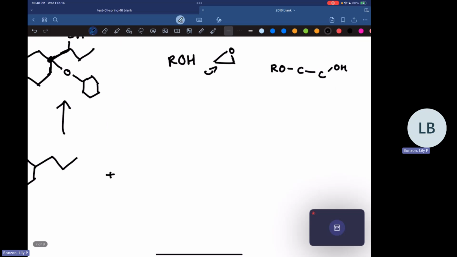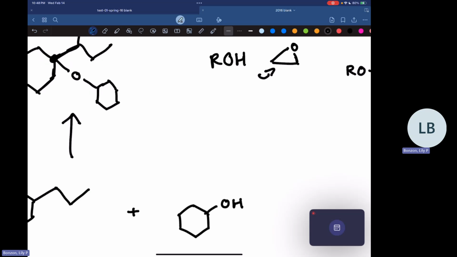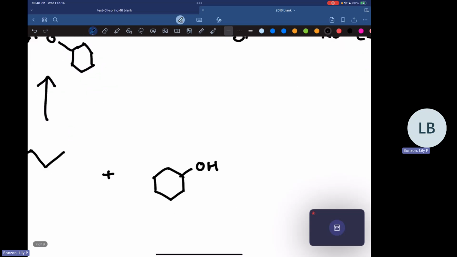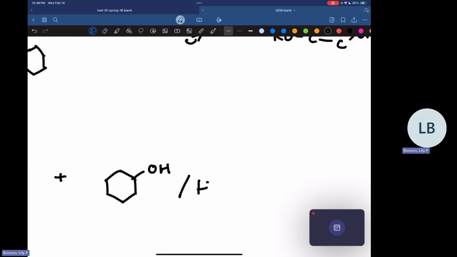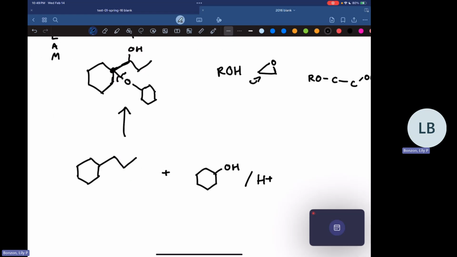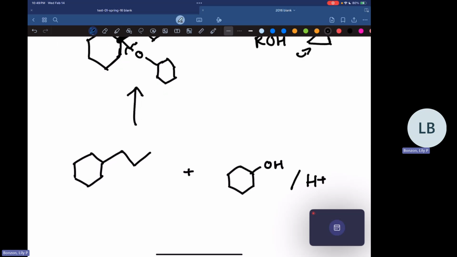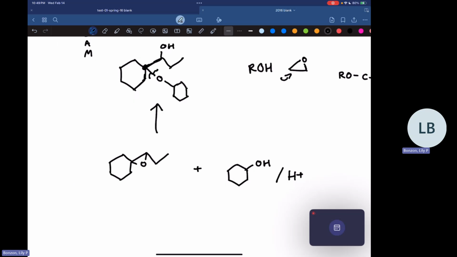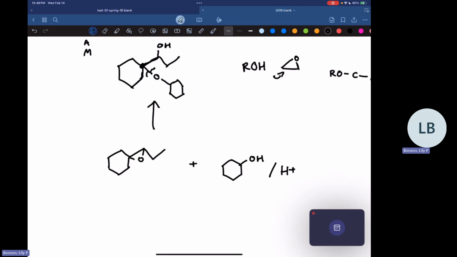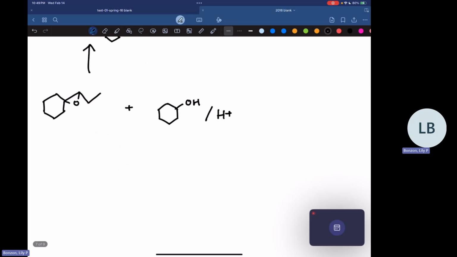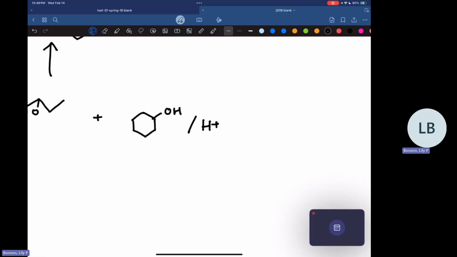If we want our ether to be an alcohol in the previous step, we're just going to go with cyclohexanol. And then we're going to have our acidic conditions. So just put H+, that's fine. What this would do is our epoxide would be between those two carbons. At this point, I'm just going to work back this cyclohexanol.